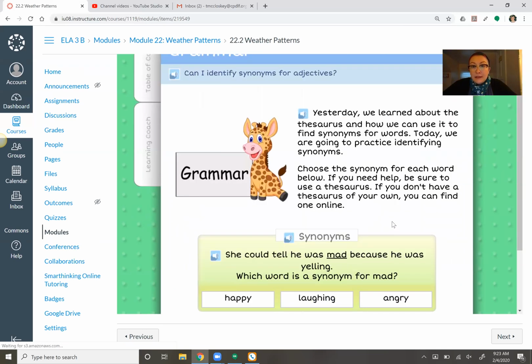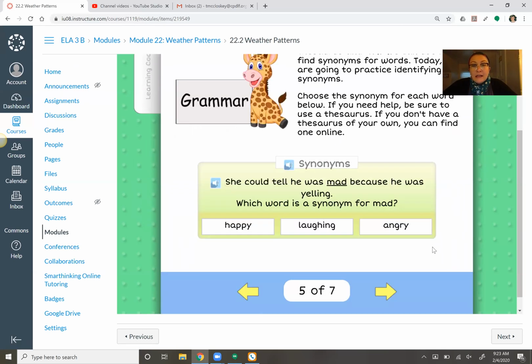Grammar, unless you were exempted, you're going to practice identifying synonyms. Remember, synonyms mean there's more than one way to describe something the same way. So we used the thesaurus to look up small yesterday, and it said other words that mean small are tiny, meek.